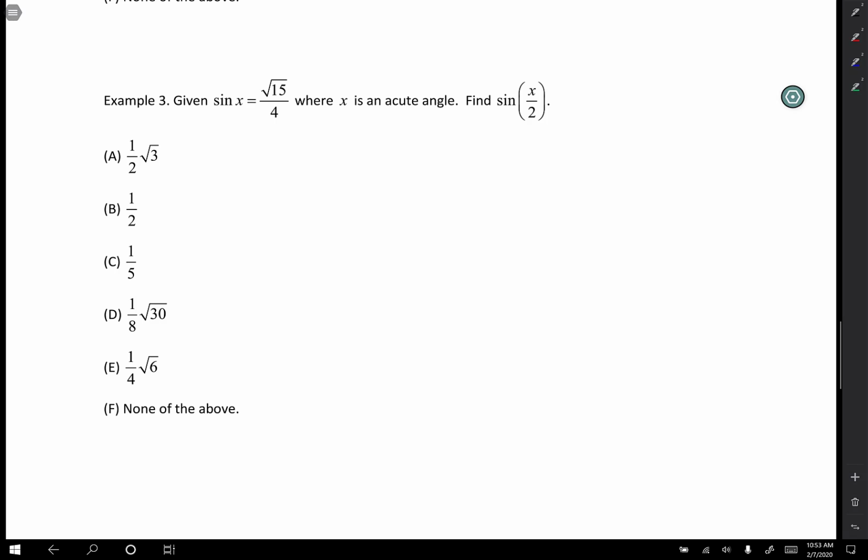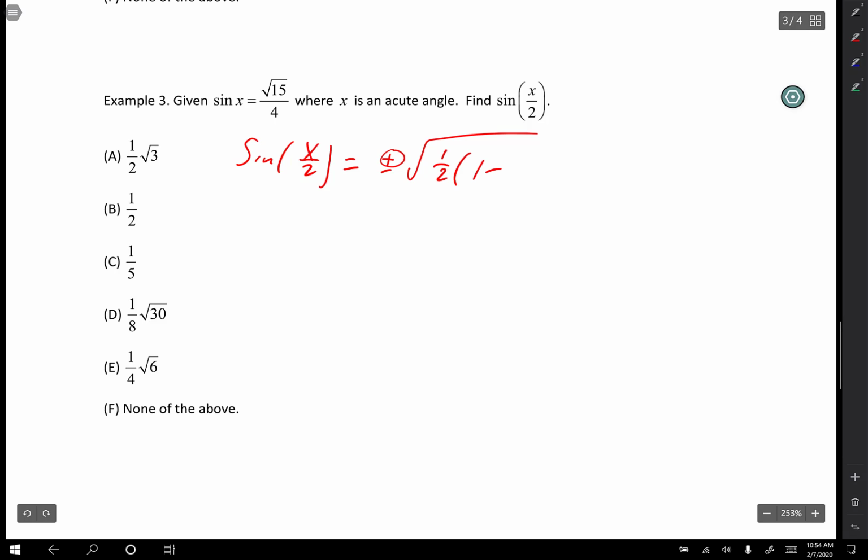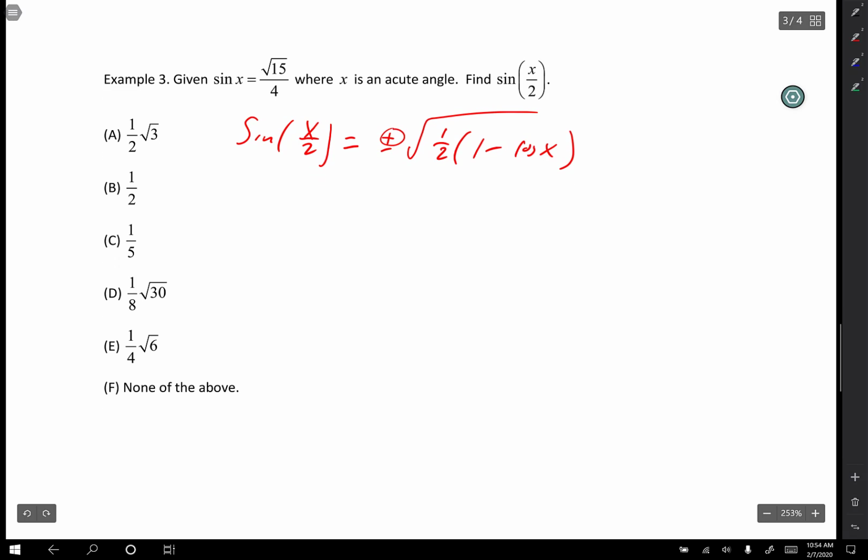So sine of x over 2. They're all acute, so that doesn't help me because they're all positive, so I can't cancel anything out. That trick that we used in the last one won't work on this one. So sine of x over 2 equals plus minus, well, we already know it's going to be the positive, but make it a habit, the square root of 1/2 times 1 minus cosine x. Do they give you cosine x? No. So draw a little triangle.